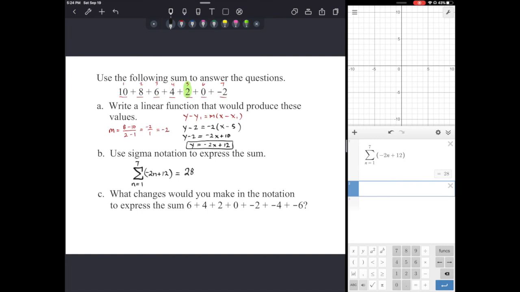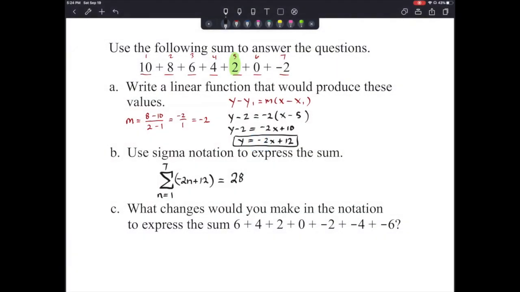Now, what changes would you make in the notation if it looked like this? If it was 6 plus 4 plus 2 plus 0. So let's just think about what's going on. You'll see some of these numbers overlap. We had 6, 6, we had 4, 4, and so on. So we know that 6 really is the third term because it was the third term in the series up here. So now we're finding the sum from the third term all the way to, what is this going to be at the very end? What is negative 6? Well, this is 4, 5, 6, 7, 8, 9.